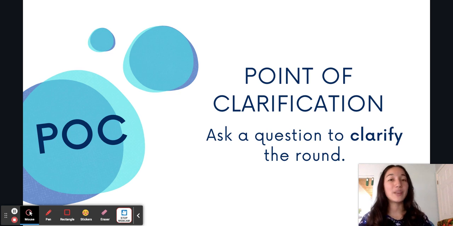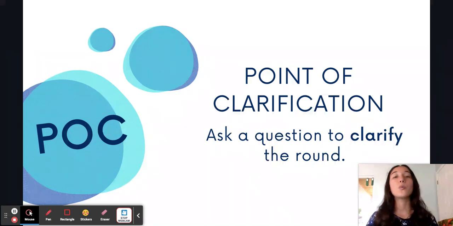Okay, so the second kind of point that you can call is called a point of clarification, in which you ask a question to clarify the round. Now, the fundamental difference between a POC and a POI is that in a POI, you're being competitive and trying to trip your opponents up. In a POC, you're being friendly. All you want is a clearer, better round for everyone.